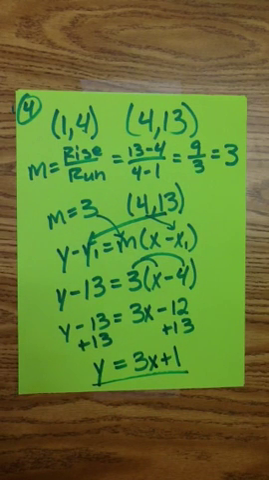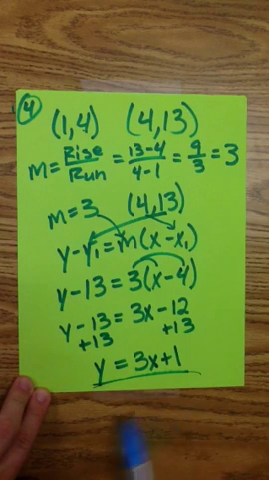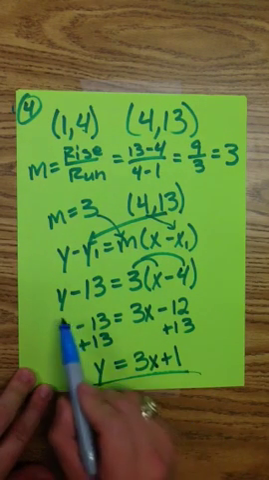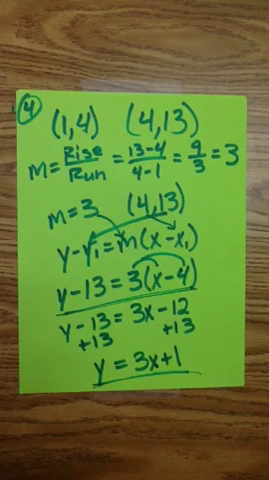Now, they may not have asked you for slope-intercept form. If they don't ask you for slope-intercept form, they just ask you to write the equation of a line, I could stop right here at this step, which would be point slope form. Either way works, as long as you make sure you're reading the directions and know what they're asking for.